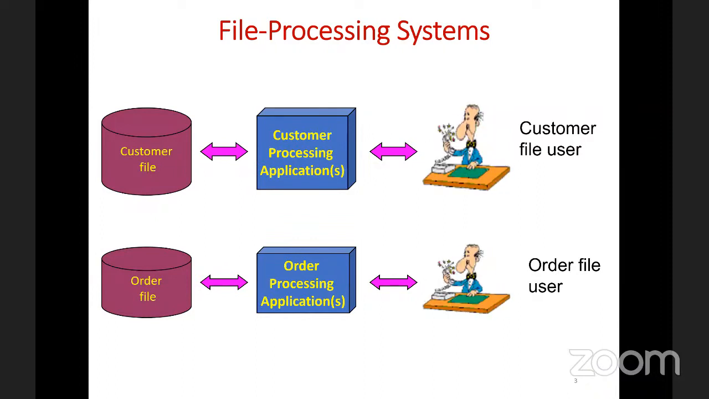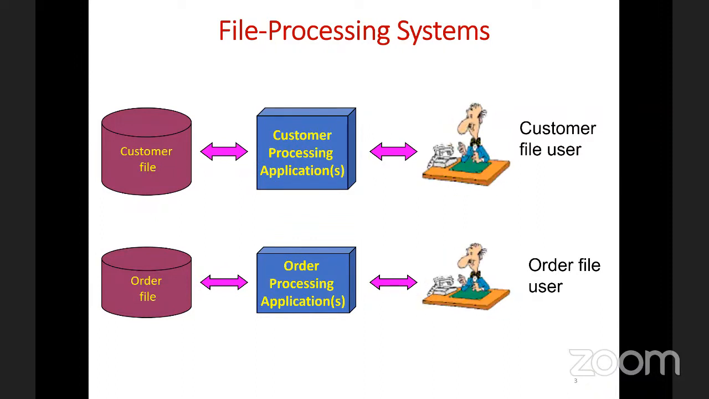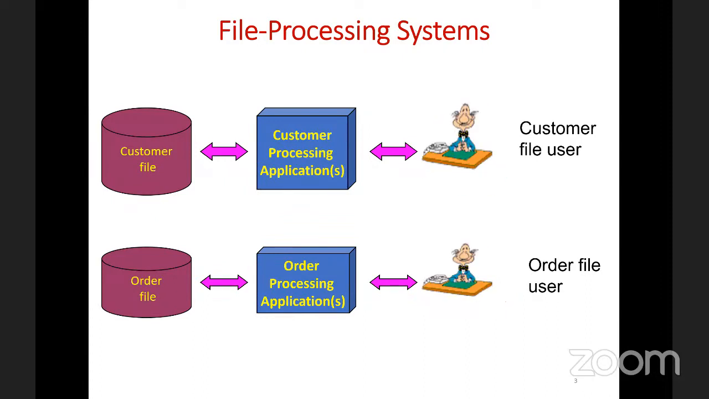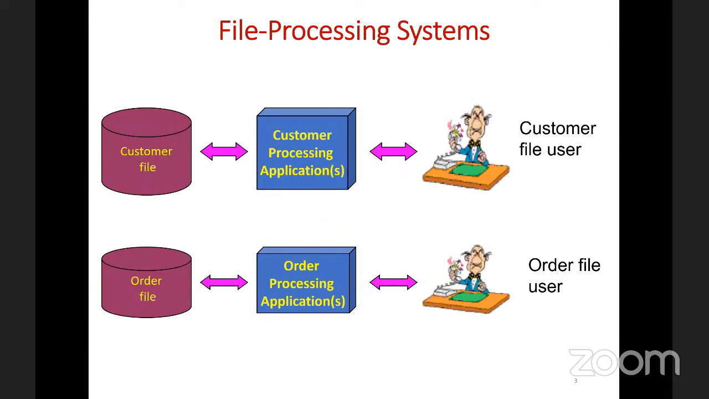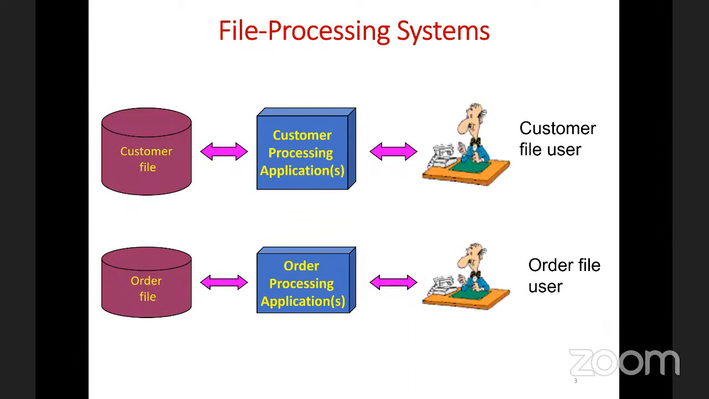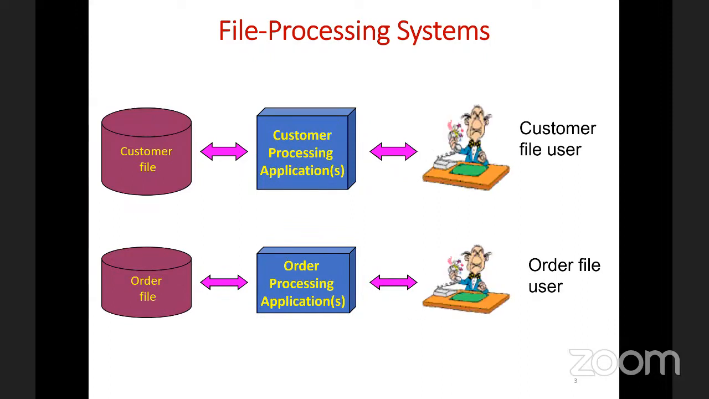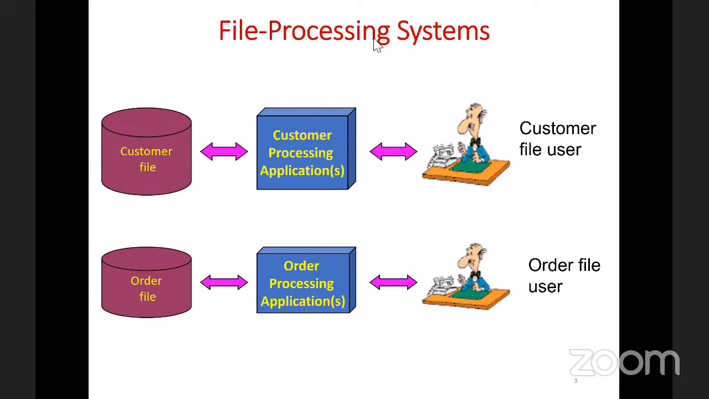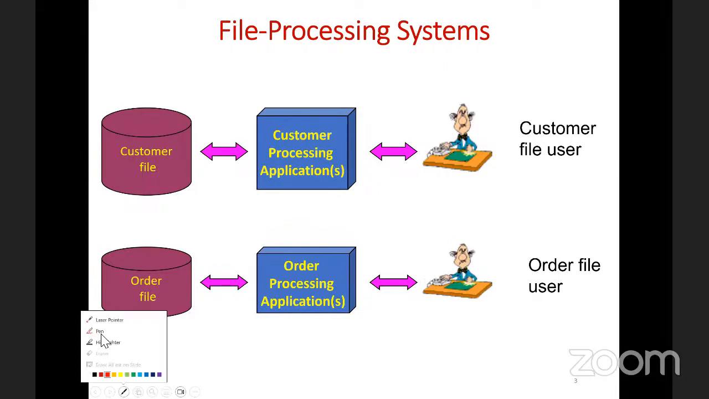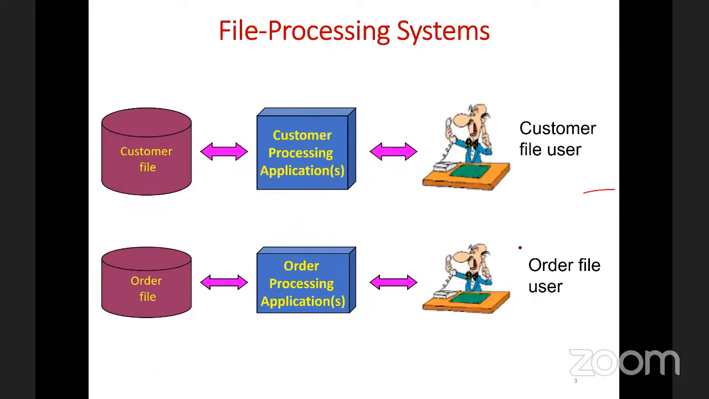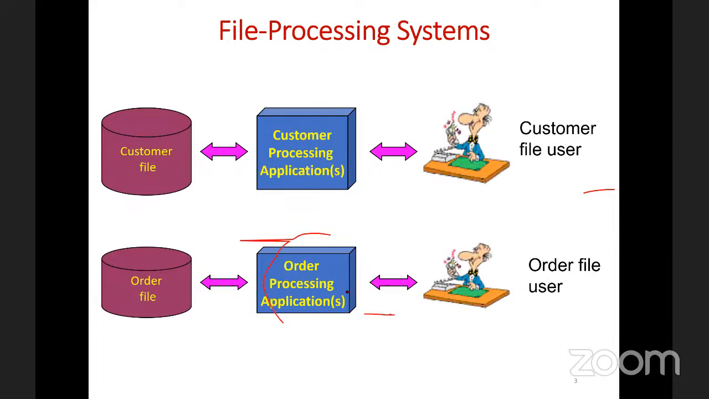So here there are many problems. For example, this data is separated and isolated. Then, as I told you, the data is duplicated, because an order is also placed by some customer, so customer information is also there in the order processing application. Now, let us say the customer says that my phone number or my address has changed. This information is sent to the company, and the file with the customer processing application is updated. But the same customer information in the order processing application is not updated.